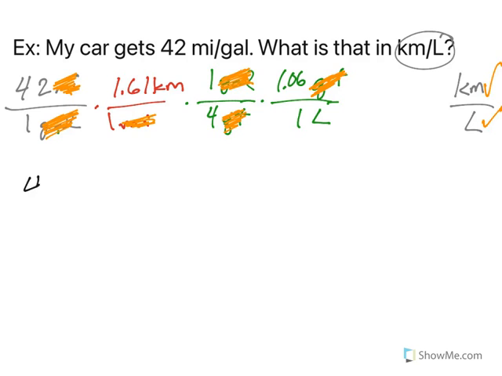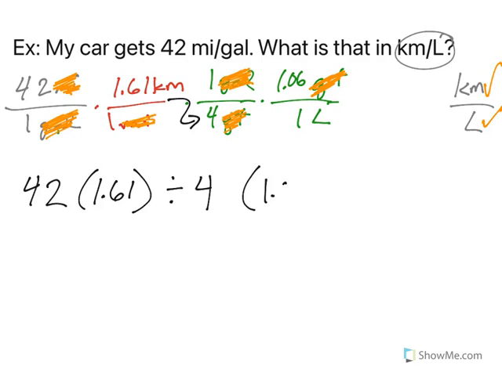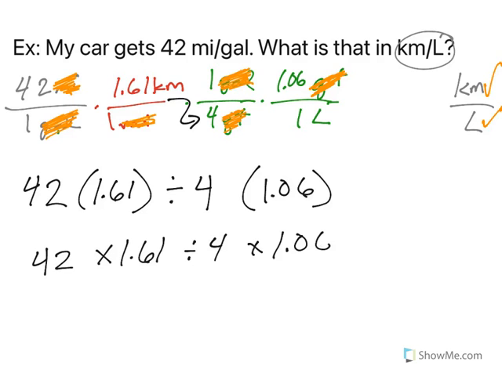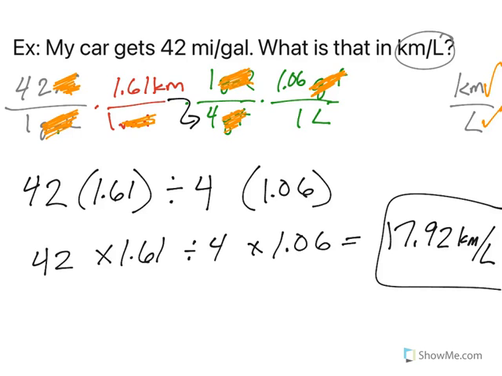So I start with 42. 1.61 is in the numerator, so I multiply by that. 4 is in the denominator, so I divide by 4, and then I'm going to multiply by 1.06. So if you put that in your calculator just like that, 42 times 1.61 divided by 4 times 1.06, you just type it in just like that. You will get your answer of 17.92 kilometers per liter. And that's changing rates.